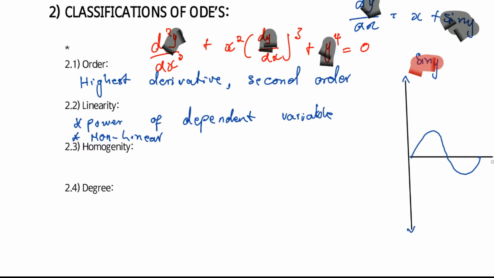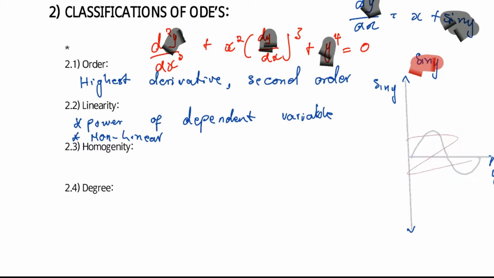This is a sine function where this is theta, or we can say this is y, and this is sine of y. So this is a sine function, and you see that it's non-linear. Since the sine function is non-linear and it's a function of the dependent variable, this makes the expression non-linear.